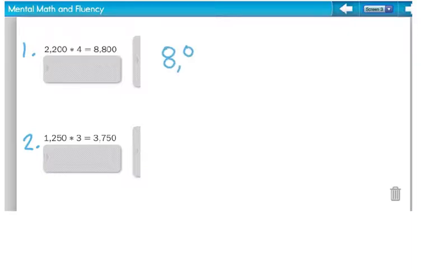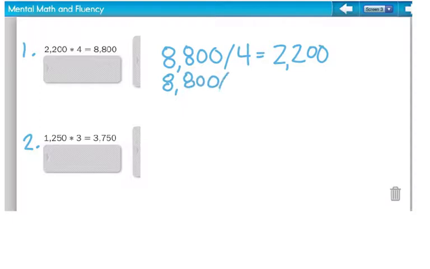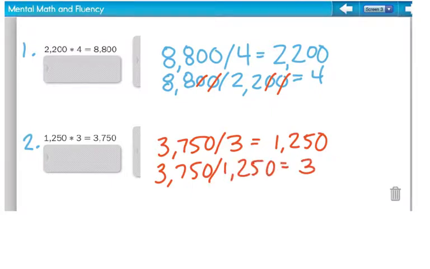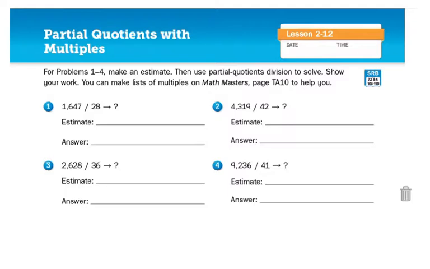We're going to take 8,800 divided by 4 to get 2,200, or take 8,800 divided by 2,200 to get 4. Remember, that's where those 2 zeros cancel out those 2 zeros. All right, 3,750 divided by 3 gives me 1,250. And 3,750 divided by 1,250 gives me 3, because this 0 cancels out this 0. All right, go ahead and wipe off your whiteboard.